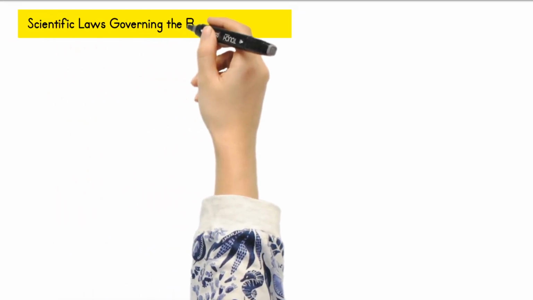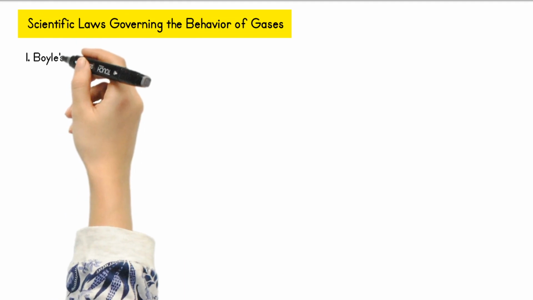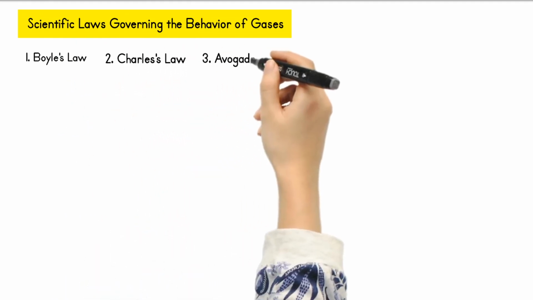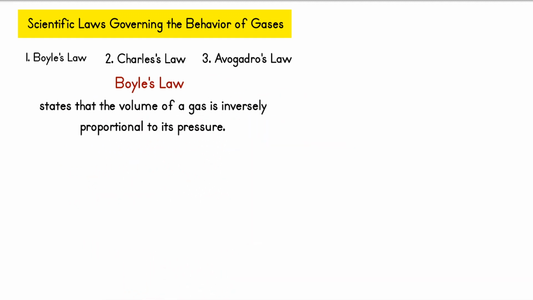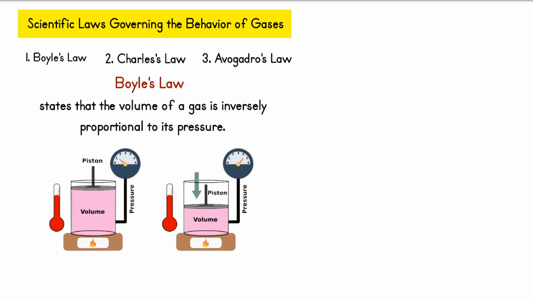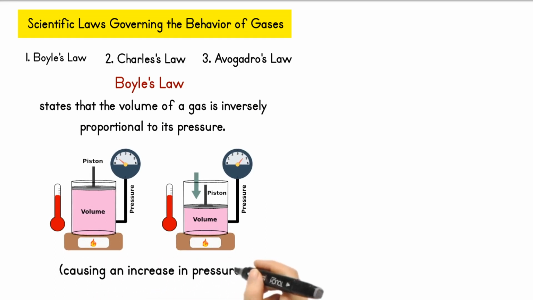Scientific laws governing the behavior of gases. Several scientific laws govern the behavior of gases, including Boyle's Law, Charles's Law, and Avogadro's Law. Boyle's Law states that the volume of a gas is inversely proportional to its pressure. This is because when the volume decreases, the gas molecules are closer together and they collide with the walls of the container more frequently, causing an increase in pressure.